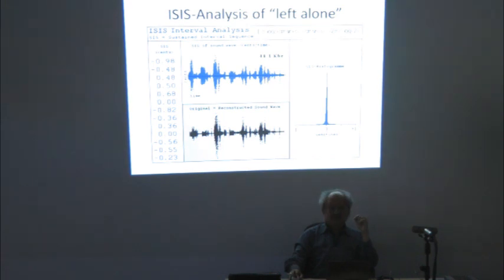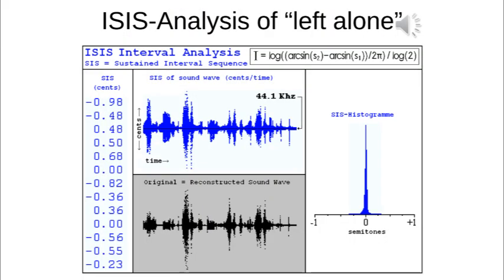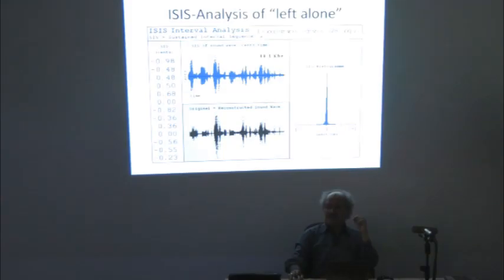Now if you use the reverse formula, you can see the formula is the difference between the arc sines of two successive samples divided by 2 pi, and then that whole thing taken as a log and divided by the log of 2. And that is the interval in octaves. So of course multiply by 1200 and you get the cent values. So that particular value, you can take the inverse formula and reconvert it into a sound wave, and what you will get is something indistinguishable from the original. But why would I want to do that?